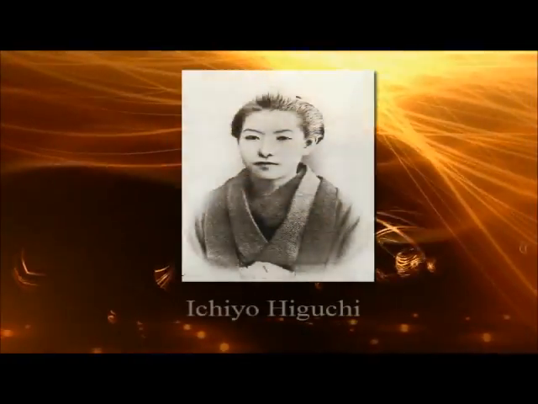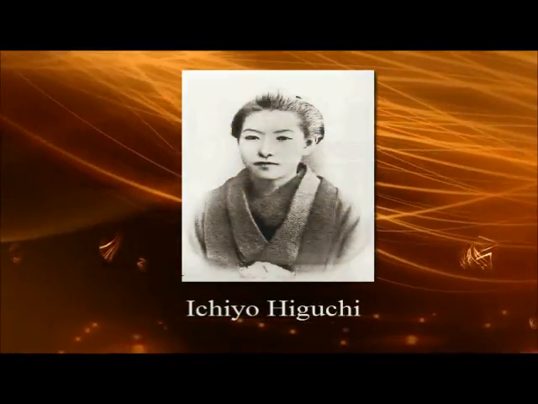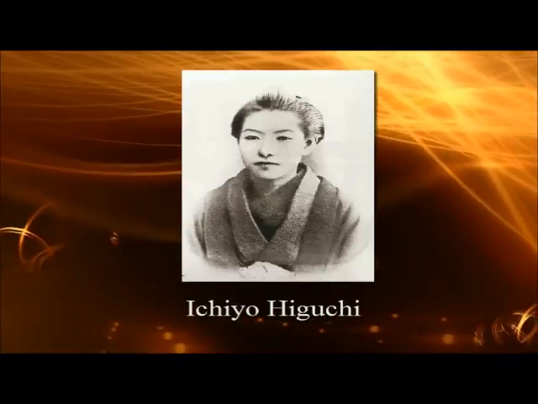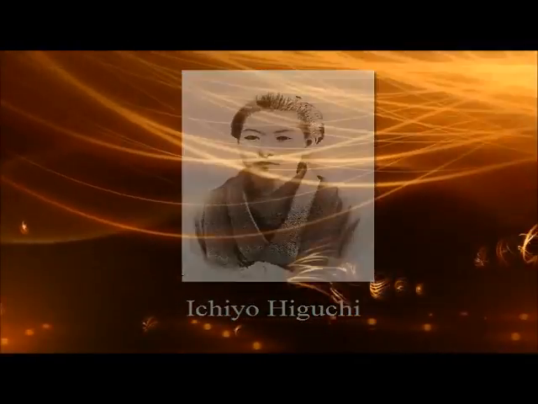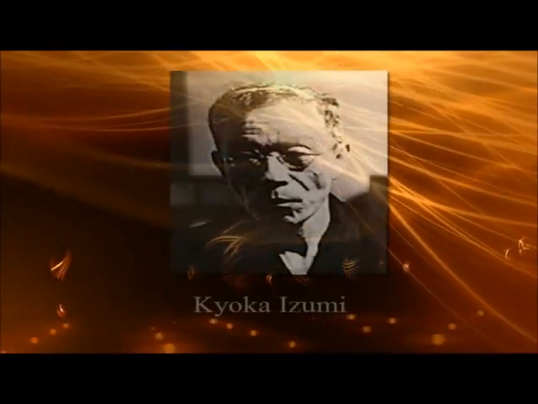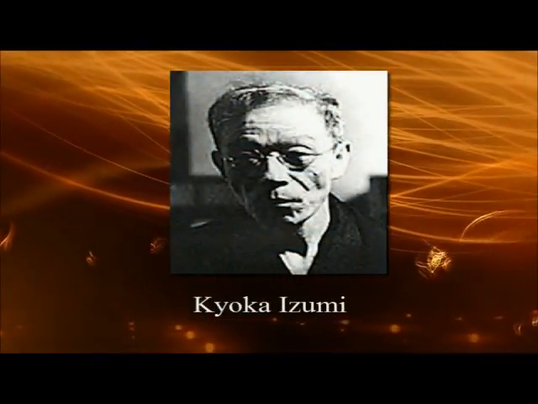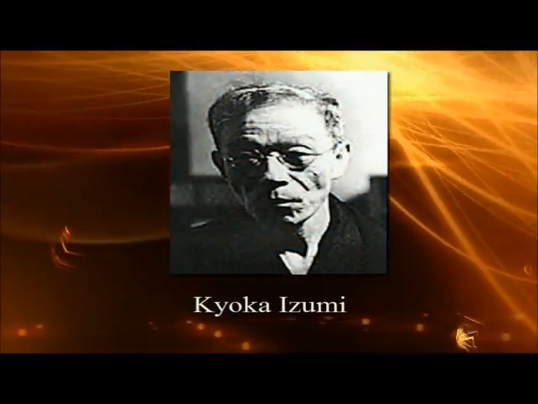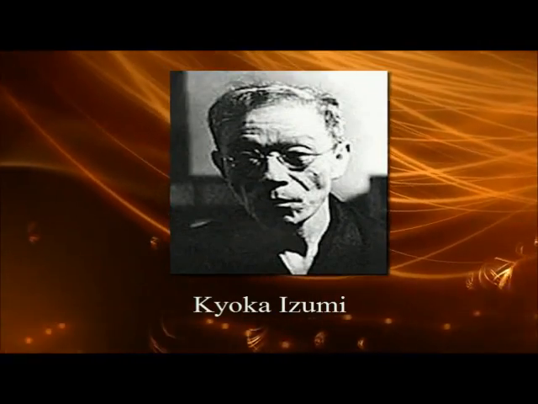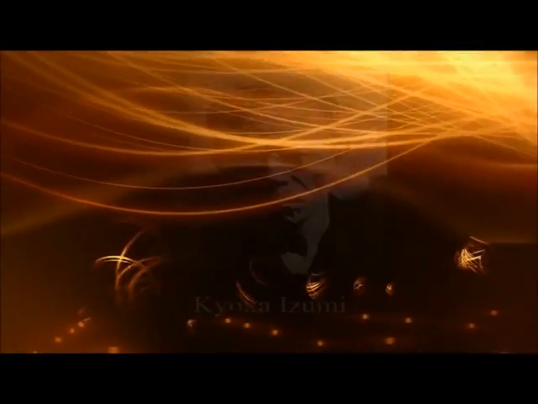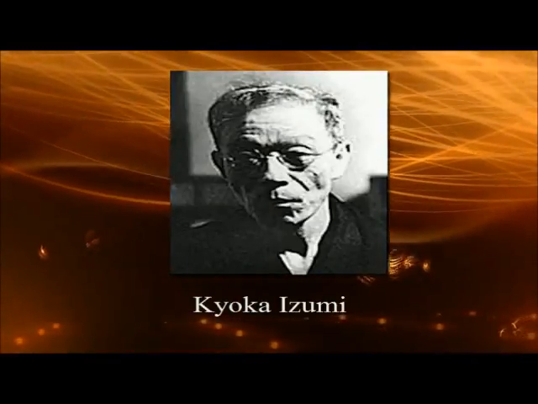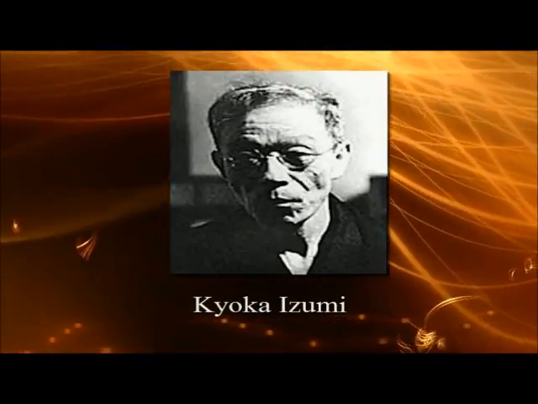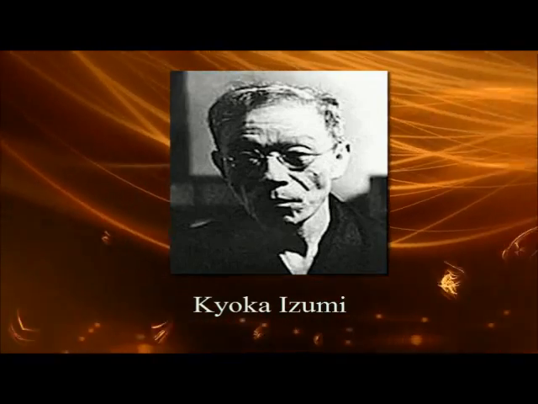Ichiyo Higuchi, a rare woman writer in this era, wrote short stories on powerless women of this age, in a simple style in between literary and colloquial. Kyoka Izumi, a favored disciple of Ozaki, pursued a flowing and elegant style and wrote early novels such as The Operating Room, 1895, in literary style and later ones, including The Holy Man of Mount Koya, in colloquial.